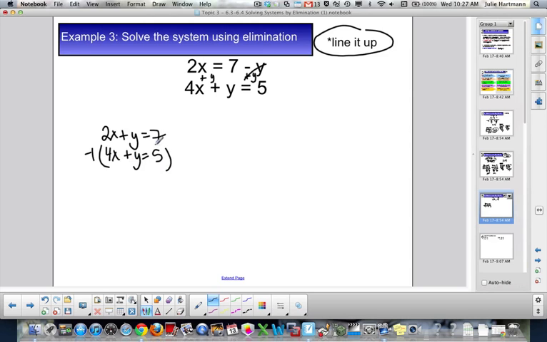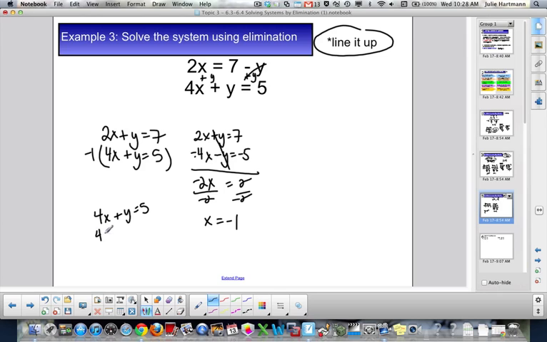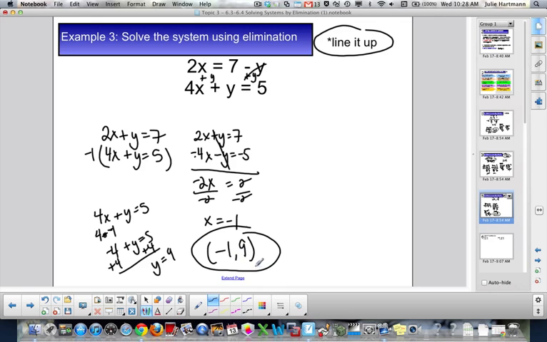Here it doesn't matter which one you multiply by a negative 1. If I leave the first one the same and multiply the second by negative 1, I have negative 4x minus y equals negative 5. Now when I add, 2x plus negative 4x is negative 2x. Y plus negative y, that y is eliminated. 7 plus negative 5 is 2. Divide by negative 2, I get x equals negative 1. Now, if I take 4x plus y equals 5, 4 times negative 1 is negative 4. Negative 4 plus y equals 5. Add the 4, I get y equals 9. So my solution is the point negative 1, 9, as long as that works, of course.